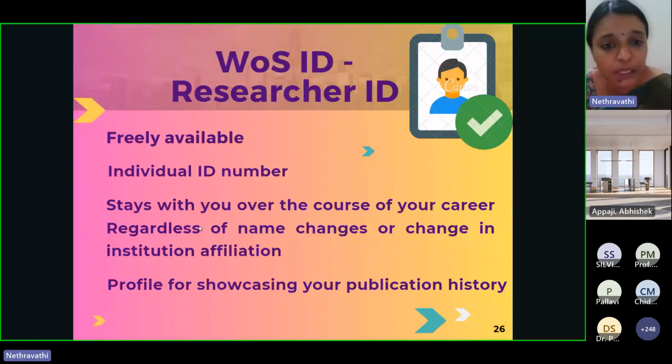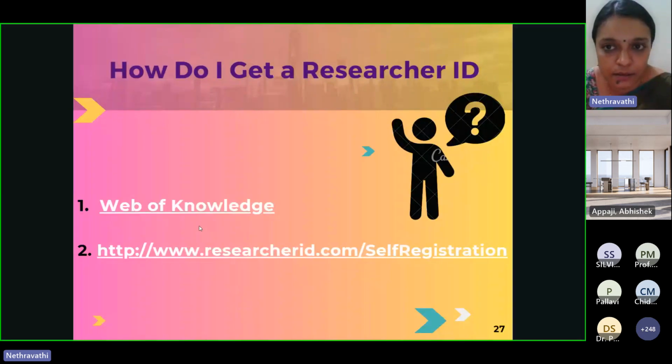Again, this will give you an individual ID number, and it will stay throughout your life, and it will show the publication history. Again, all IDs will show the publication history. Shortly we'll see what the major differences between all are. And how do I get this researcher ID?